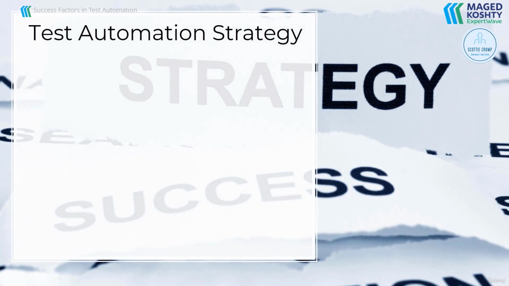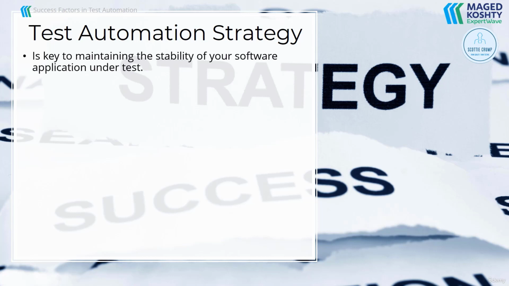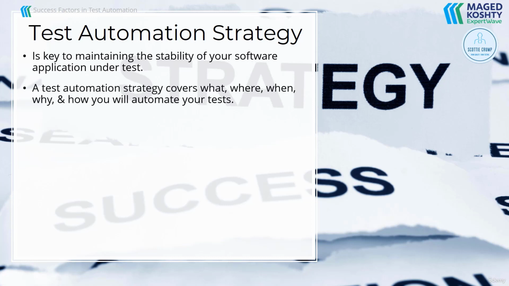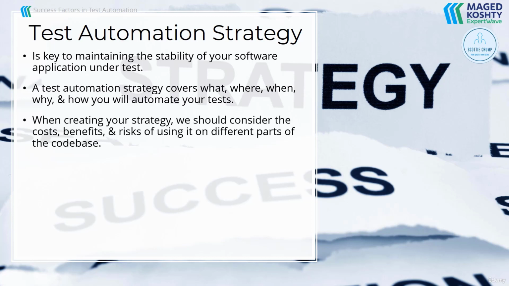Test automation strategy. Having a solid and reliable test automation strategy is key to maintaining the stability of your software application under test. A test automation strategy covers what, where, when, why, and how you will automate your tests. When creating your strategy, we should consider the costs, benefits, and risks of using it on different parts of the codebase.